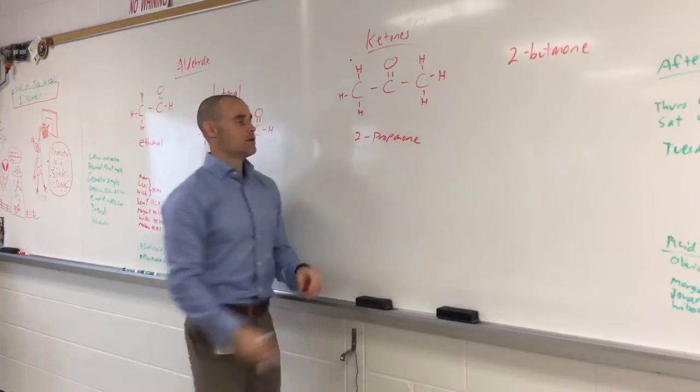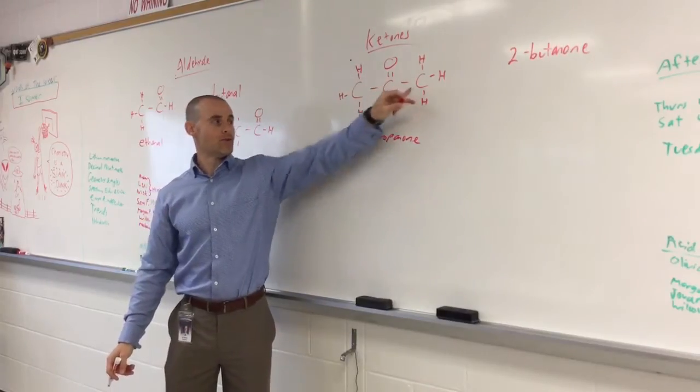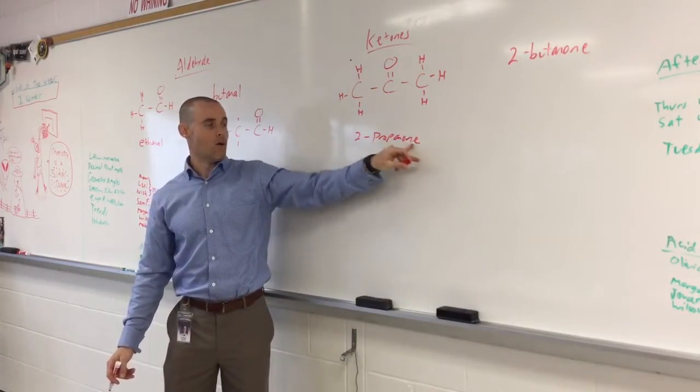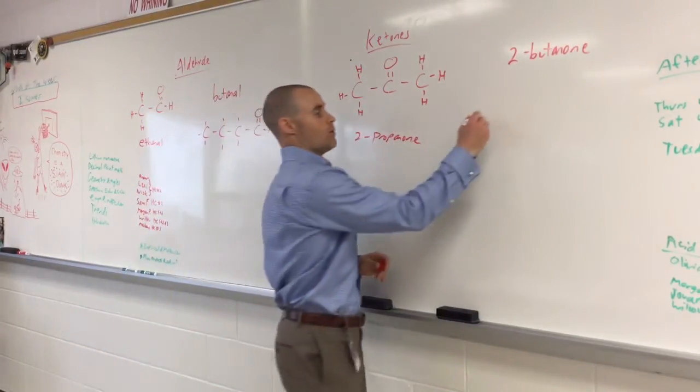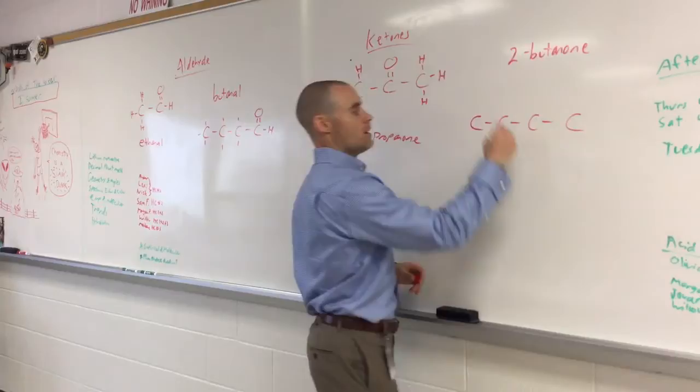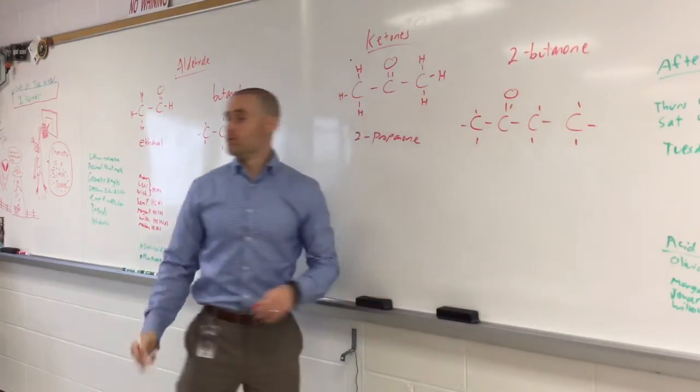Over here, this is called 2-propanone. 2, because that's the 2nd carbon with the ketone group. 1, 2, 3, prop, and then the one is how ketones end their names, propanone. And then 2-butanone, 1, 2, 3, 4. 2nd carbon has the double bond O, and that's 2-butanone.